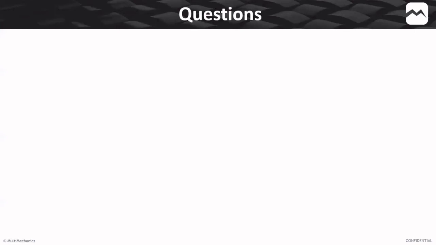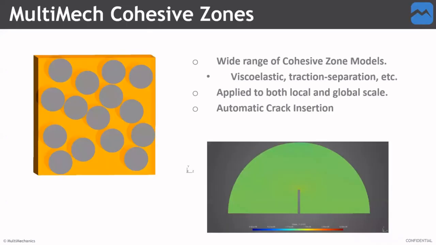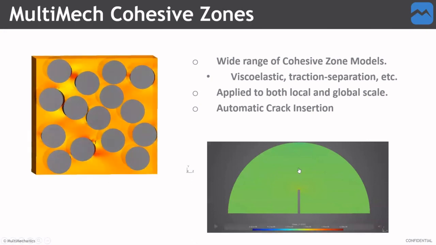Mm-hmm. Yeah, so I think the one you're talking about, I'm now showing on my screen, is yes, this RVE right here. So we can see how the cracks are automatically inserted and propagated throughout a microstructure. Correct.